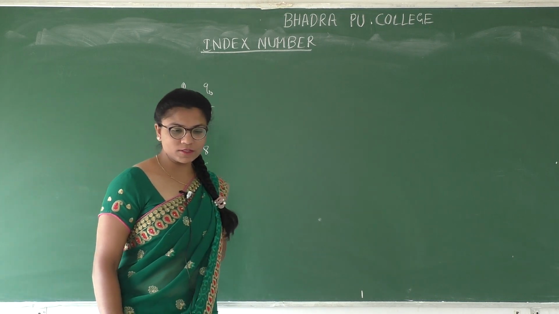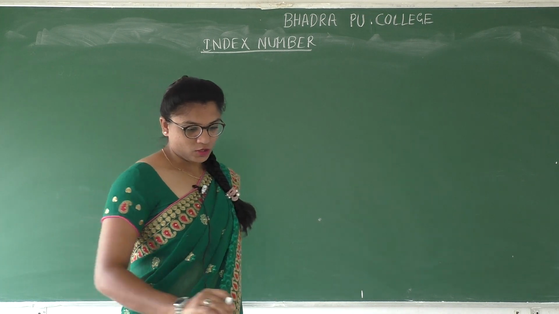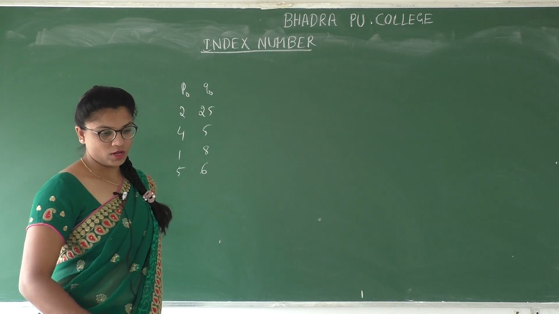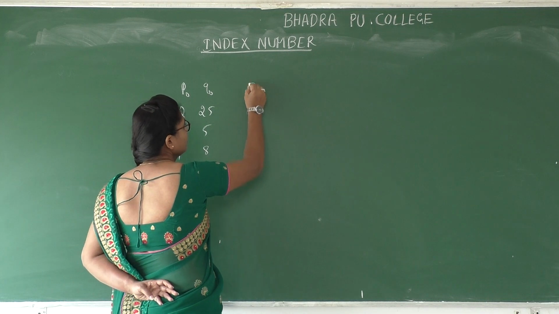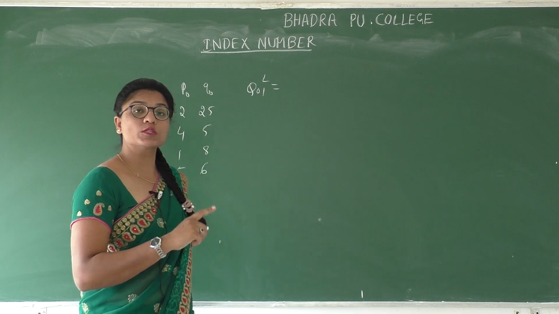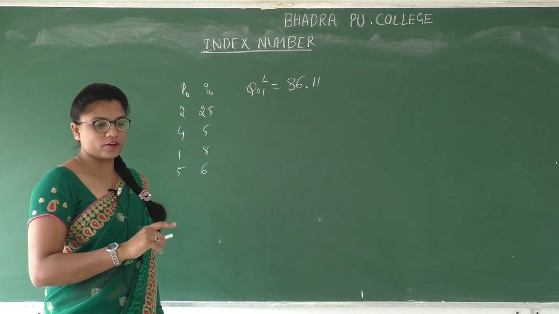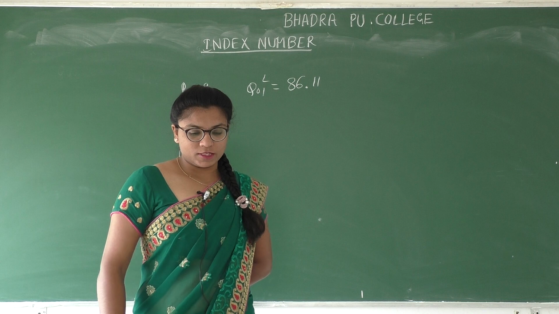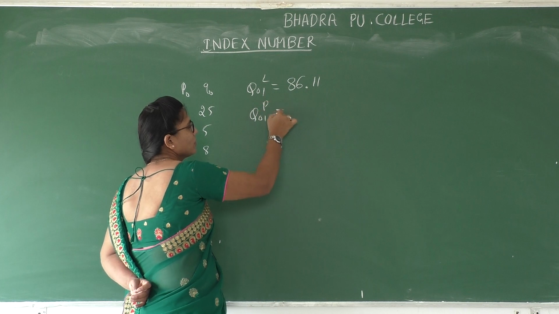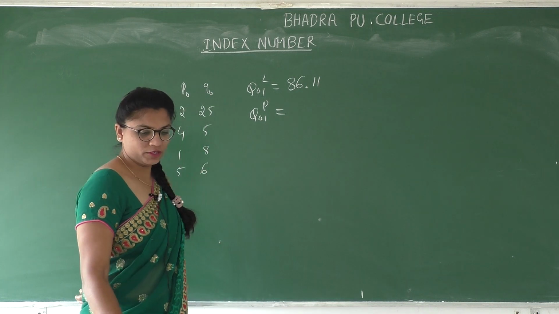So the answers for this, first one Laspeyres: Q01L, where L means Laspeyres quantity index number, is equal to 86.11. Next, Q01P, which means Paasche's, is equal to 82.16.